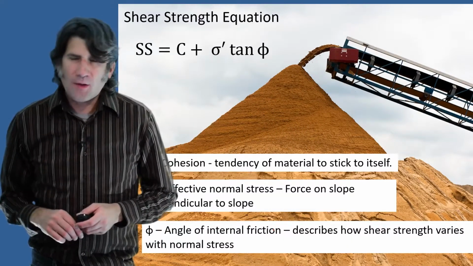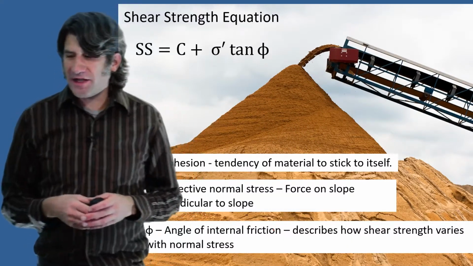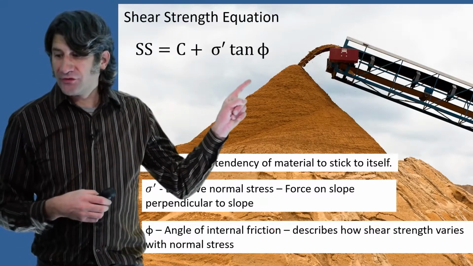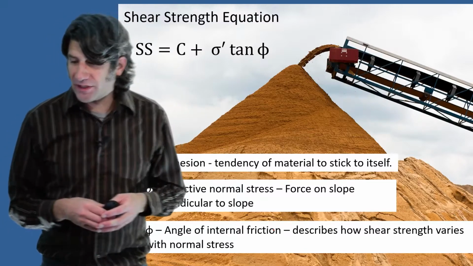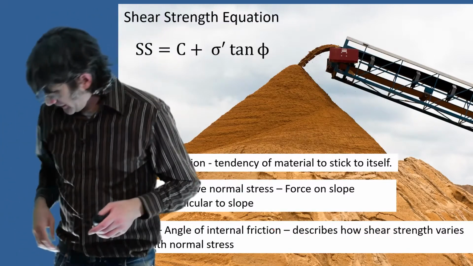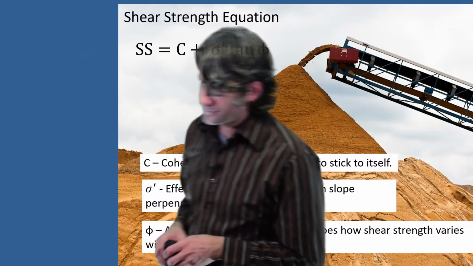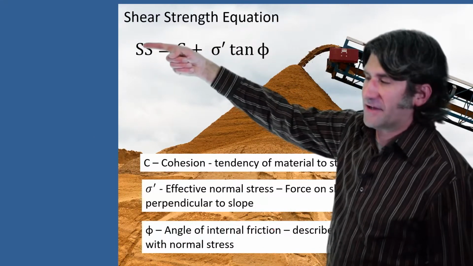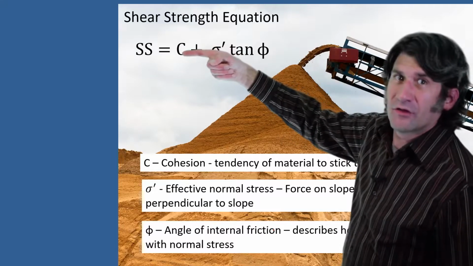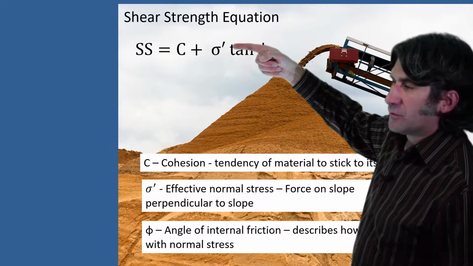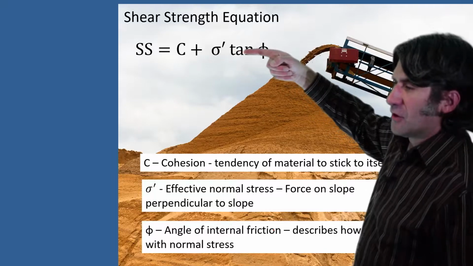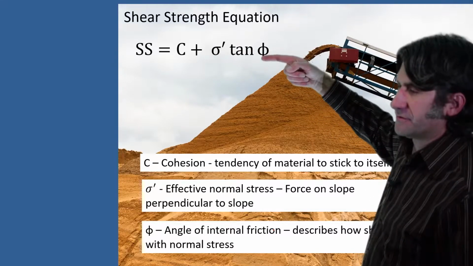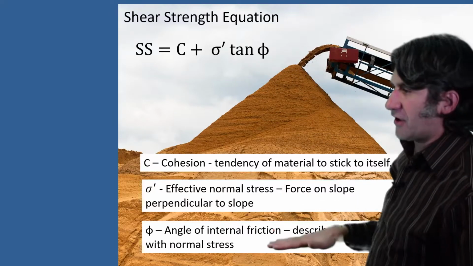Okay, we can more quantitatively define the shear strength, and this is the equation we use to define shear strength. We have a couple of variables here that we need to define. The shear strength of the material, SS, is going to be equal to the cohesion plus the effective normal stress multiplied by the tangent of the angle of internal friction. Okay, so we're going to talk about what all these are.